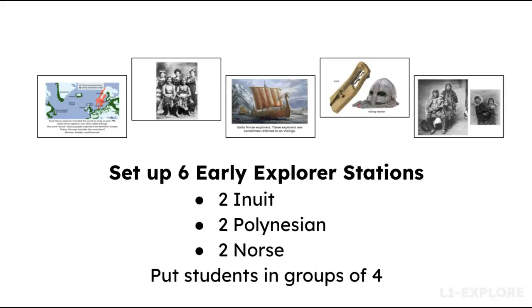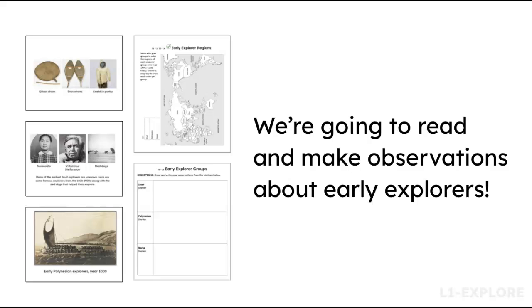For the Explore portion of the lesson, you'll set up the 6 early explorer stations. You'll put students into groups of 4. They will read the text on the cards and make observations about each region and group of people. Pause the video here to see the list of items from the MySci kit needed for this investigation. You'll have students record their observations about each explorer group in their Early Explorer Groups student journal page. They will use the maps on the Early Explorer cards to make a key and color in the map on the Early Explorer Regions student journal pages.